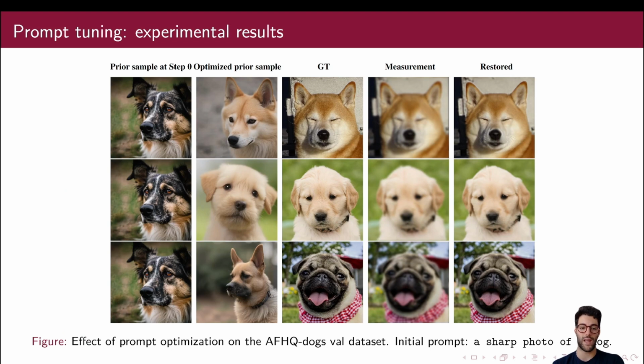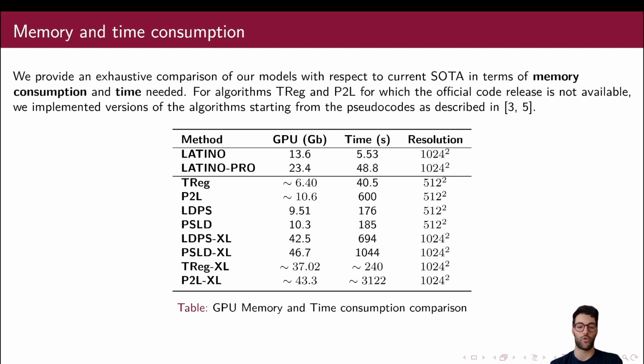These are other examples where we can see the prior sample, generated without any conditioning using just the prompt, a photo of a dog, is the one on the left, while if we optimize, we can learn some features from the corrupted measurement that obviously help in the restoration of the whole image. And finally, we can also see that our methods are both very light in terms of GPU and very fast. If we compare with similar methods at the same resolution, which is 1024 squared, we are much lighter and faster than all the other state-of-the-art methods.